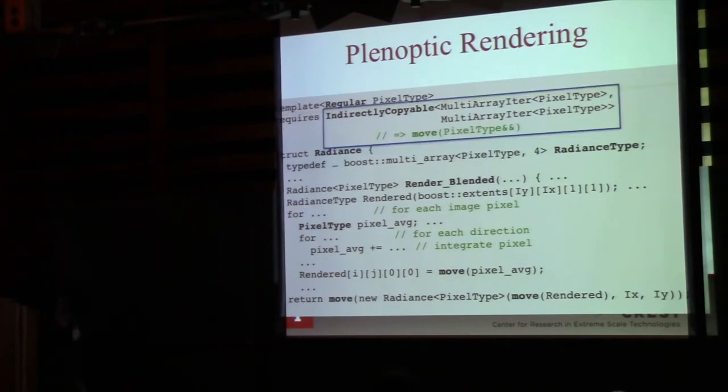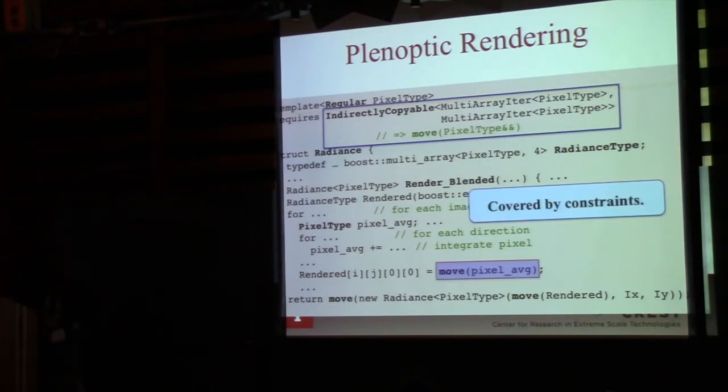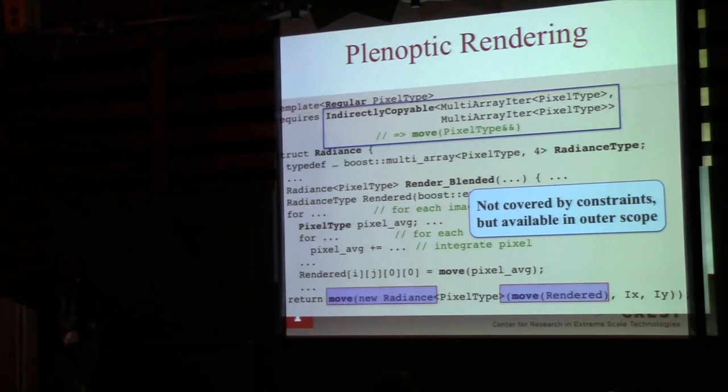Now, when moving to constraint templates, this constraint injects a move acting on pixel types, which covers this particular move. The other ones are not covered, but that is okay because they were not intended to be covered by the constraints. So I have to provide my own move for those in some way.